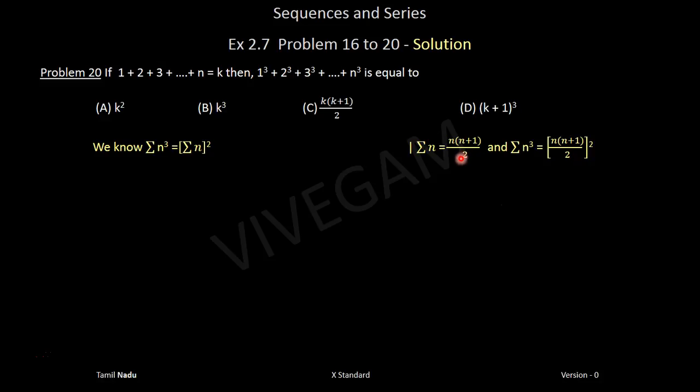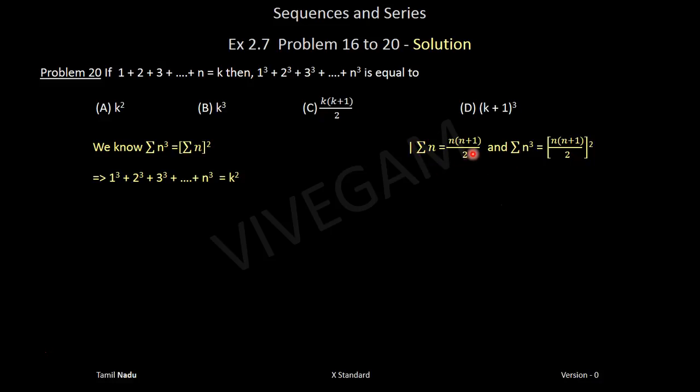From these two, what is the formula which you can derive? That is sigma n cubed equals sigma n the whole square. But what is sigma n in our case? That is k. So sigma n cubed will be k square, which is basically option A. You got it? So 1 cube plus 2 cube plus 3 cube plus n cubed is sigma n cubed. Sigma n cubed is sigma n the whole square as per this formula. Using these two formulas, you can make out sigma n cubed is sigma n the whole square.